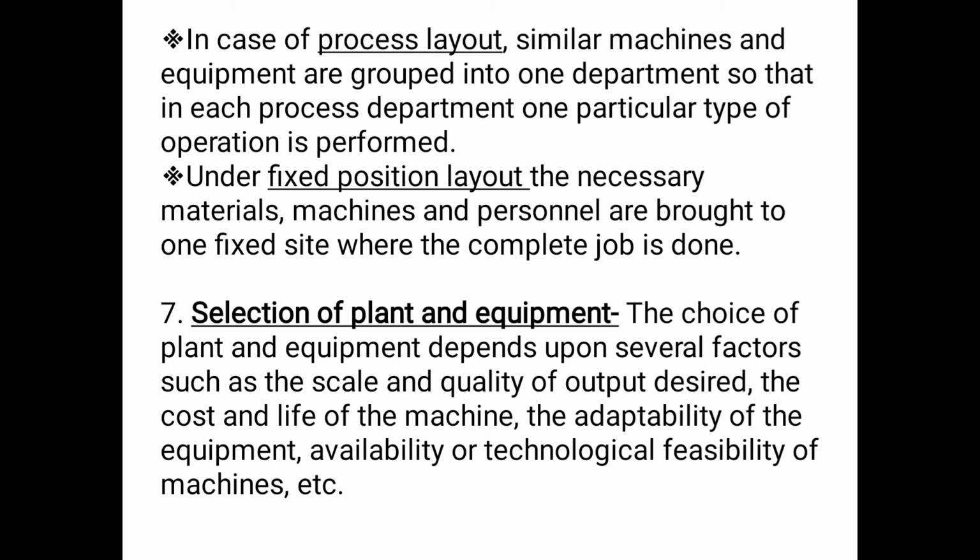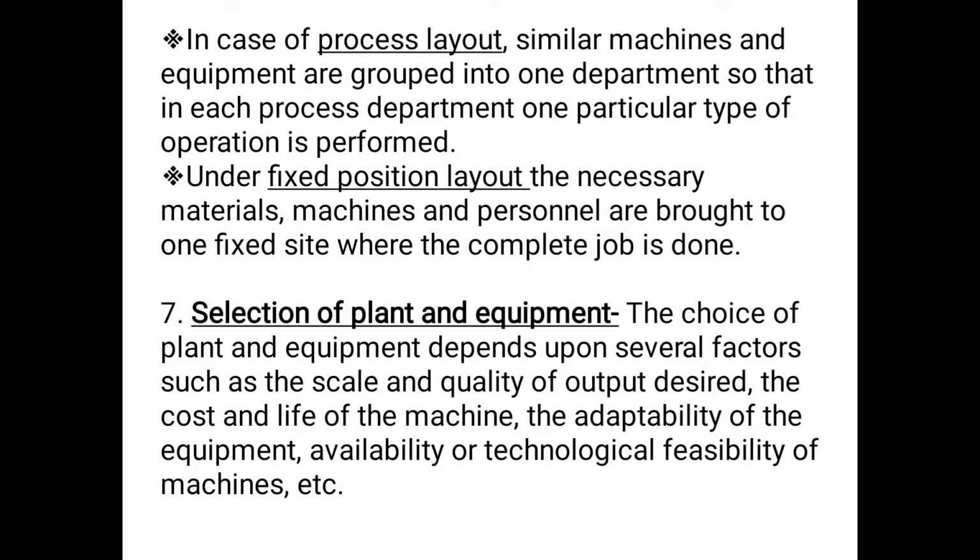Then the third plant layout is fixed position layout. Under fixed position layout, the necessary materials, machines and personnel are brought to one fixed site where the complete job is done. All the machines, equipment, everything is kept at one place, and the entire production work is done on that particular place.